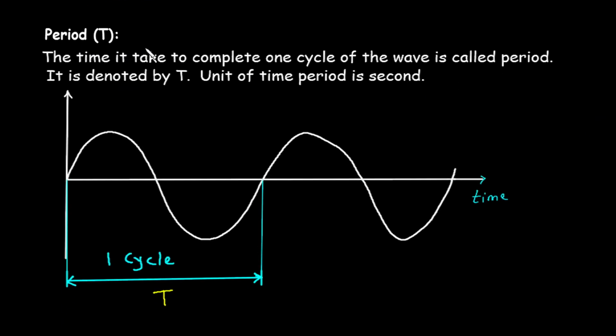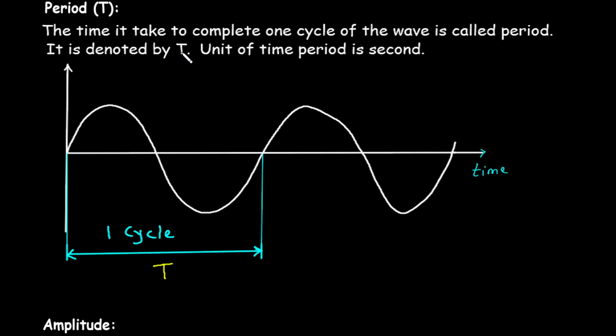Then next is time period or period. It is represented by capital T. The time it takes to complete 1 cycle of the wave is called period. Now here, from here to here, how much time does it take to complete 1 cycle? It is called time period. It is denoted by capital T. Unit of time period is second. So remember that the unit of time period is second.